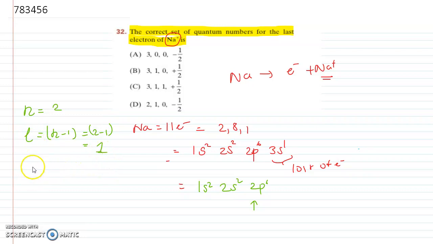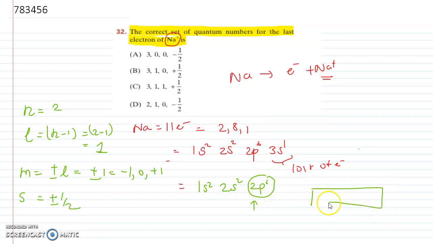Now let's talk about the magnetic quantum number, which is plus or minus l. So that will give the set of numbers plus or minus 1, that is, the set will be minus 1, 0 and plus 1. And last but not least, the spin quantum number is represented by plus or minus half. But let's concentrate over here. It is 2p6. How many electrons are there? 6 electrons.